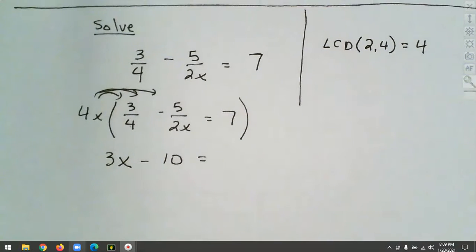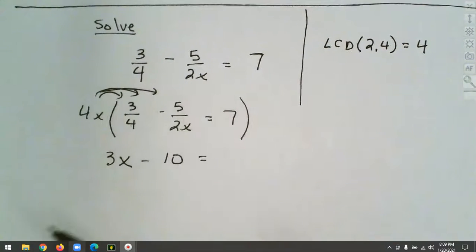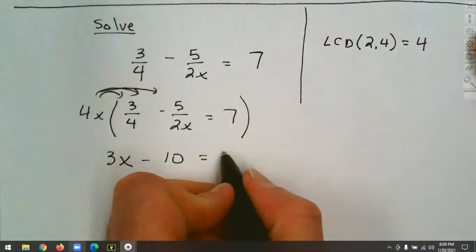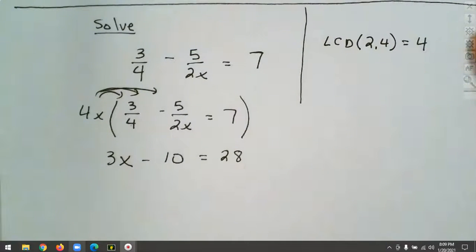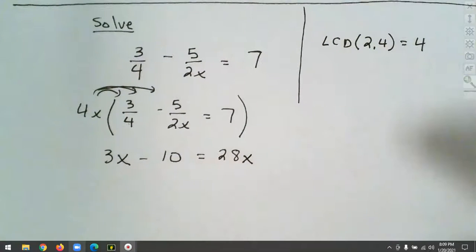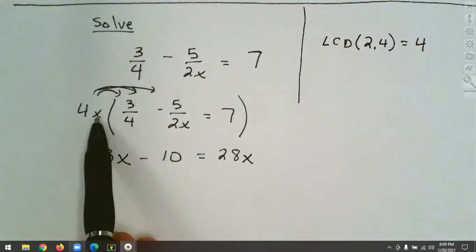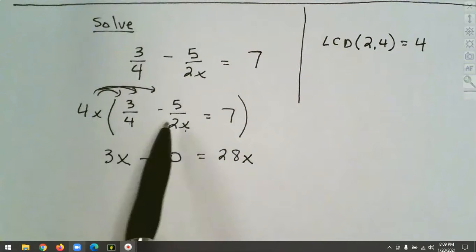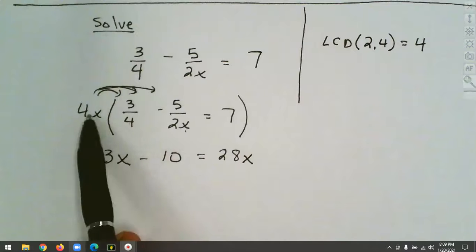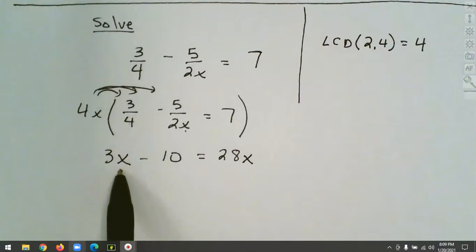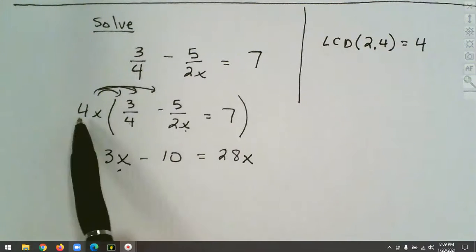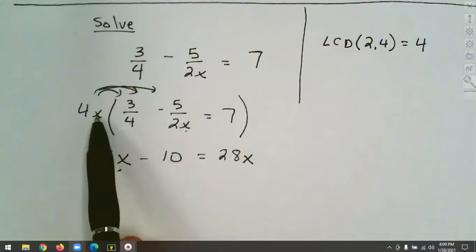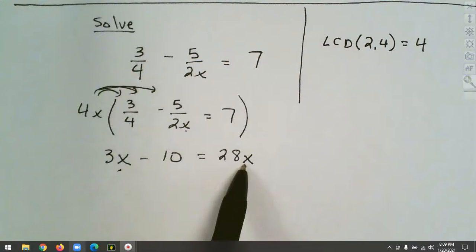On the right-hand side, what do we have? We have 4 times 7. So 4 times 7, that's a 28. The x will not cancel, so we're left then with a 28x. Is everyone okay with how I cleared that out? Now, why did I use that 4x? Because there was an x down below. Okay, that got rid of that one there. This one, there was no x to cancel out, so it just came down with it. Same thing with the 7. 4 times 7 is 28. No x is canceled, so it came down.